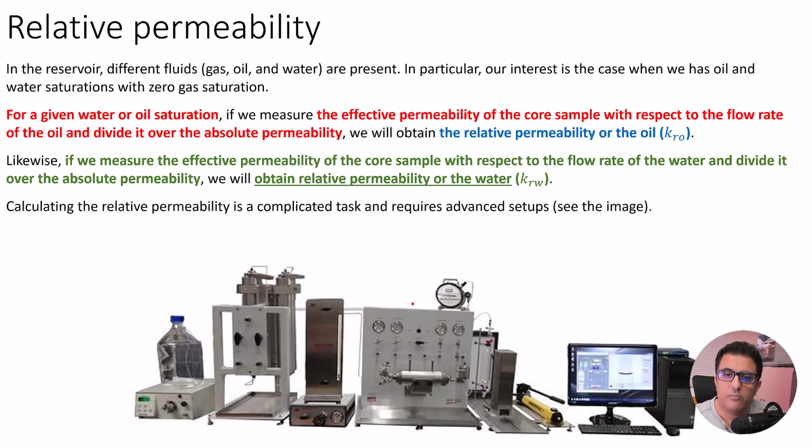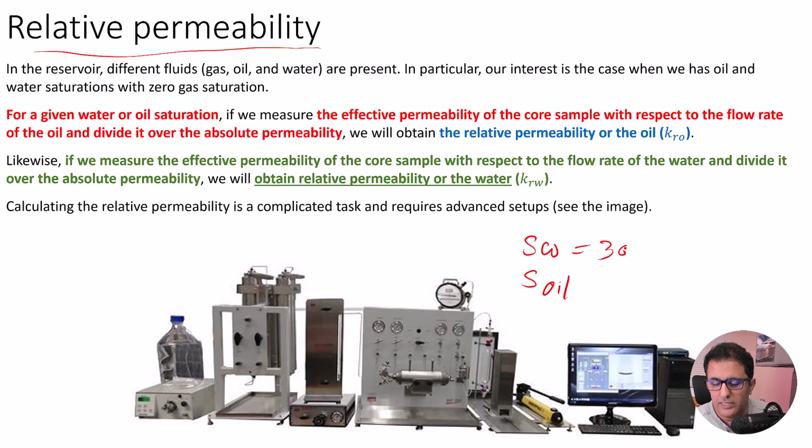We have different combinations of fluids within the reservoir, and for that reason it is better to define relative permeability. Relative permeability is defined at a constant saturation. So, for example, assume that for some constant saturation, the water saturation S_w is 30% and the oil saturation S_oil is 70%.